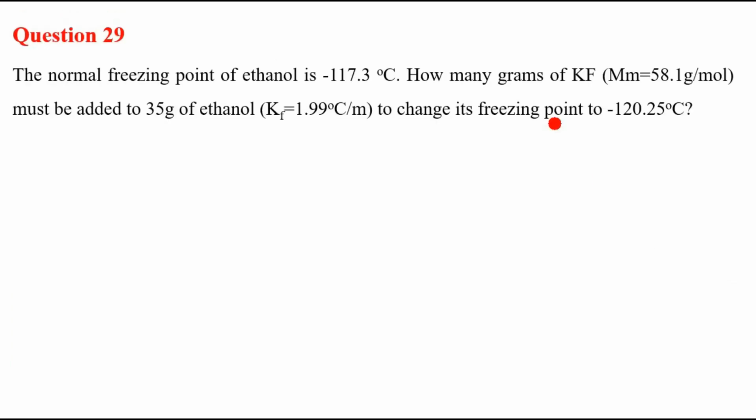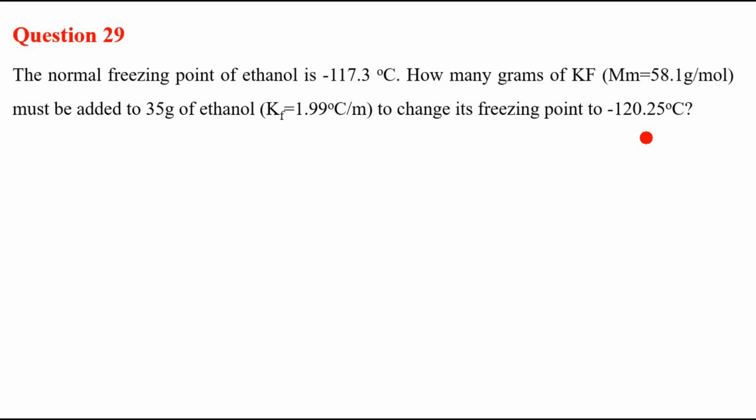Question 29 is saying the normal freezing point of ethanol is this one. How many grams of KF? They are asking also the mass must be added to 35 grams of ethanol, that means the pure solvent, to change its freezing point to negative 120.25. So that means the freezing point is coming from here to here. That means we have the delta Tf. The delta Tf will be equal to the difference.